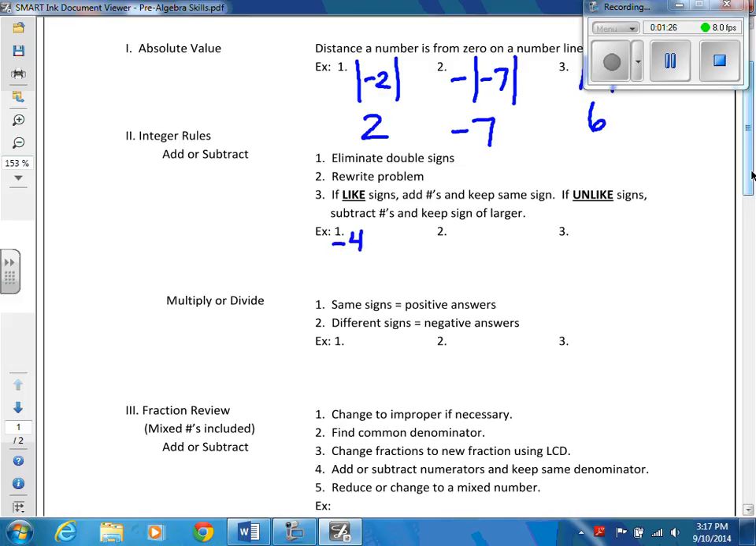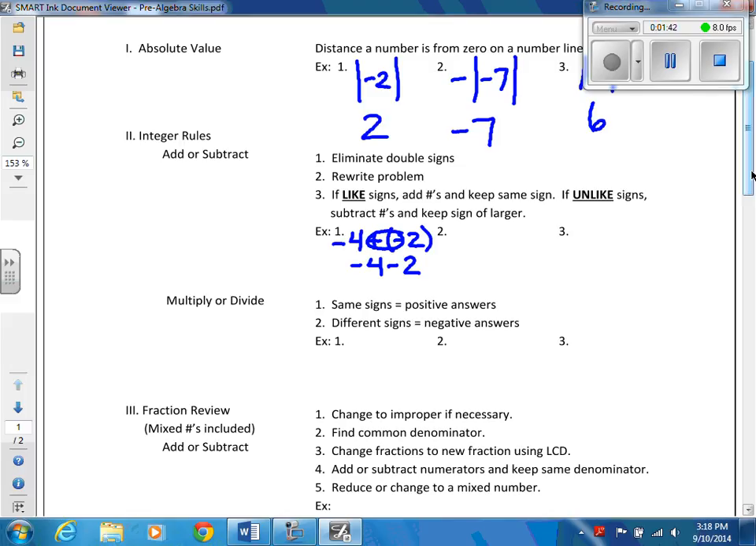If we have -4 plus parentheses -2, double signs are when you have a sign with two signs with no number between them. So you'll see sign, number, sign, sign, number. This plus and this minus are double signs. So I'm going to rewrite it to say -4 minus 2.